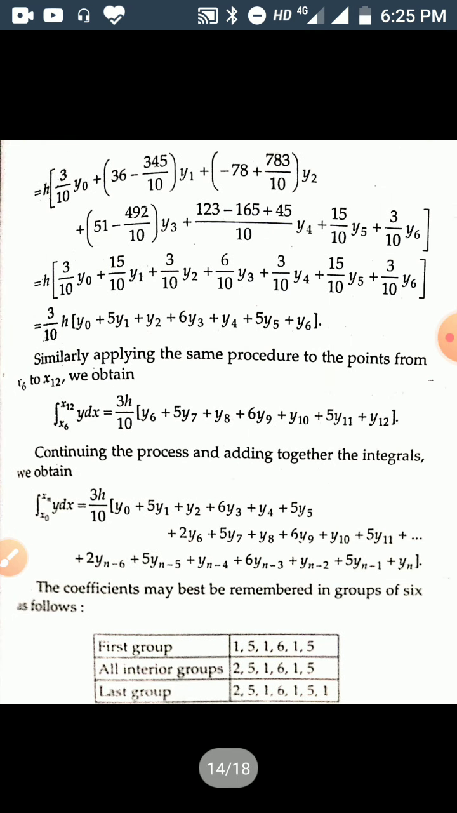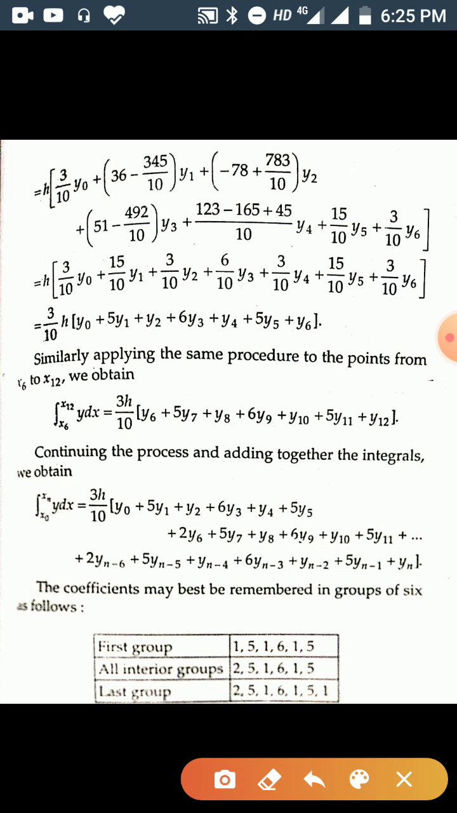So just you have to simplify like this. Take all the terms of y0 together, then take all the terms of y1, y2, y3, y4, y5 and y6. Just simplify like this and you will get the final values as 3h by 10 [y0 plus 5 y1 plus y2 plus 6 y3 plus y4 plus 5 y5 plus y6].